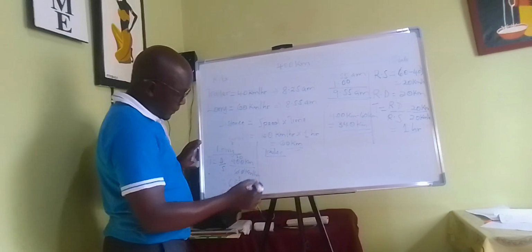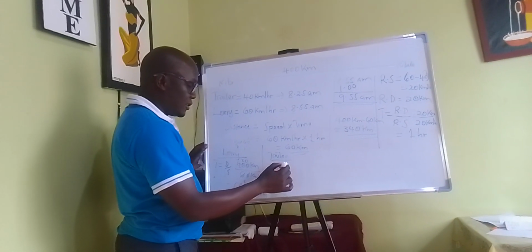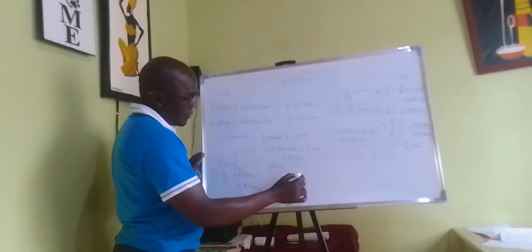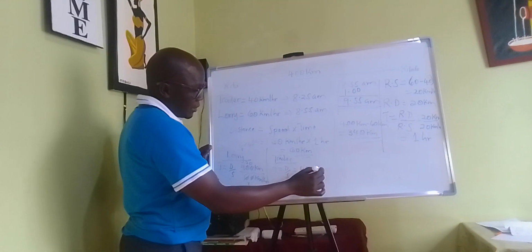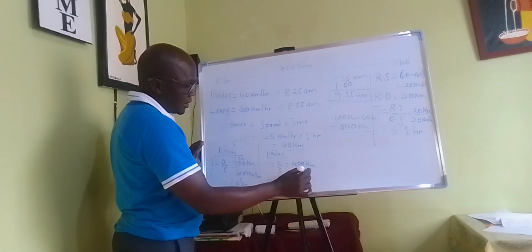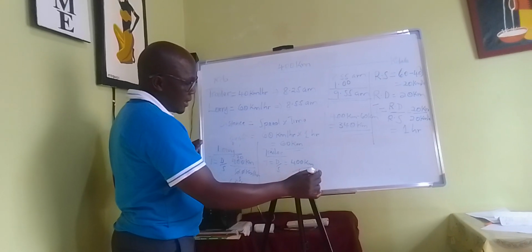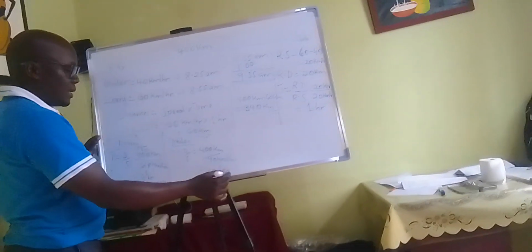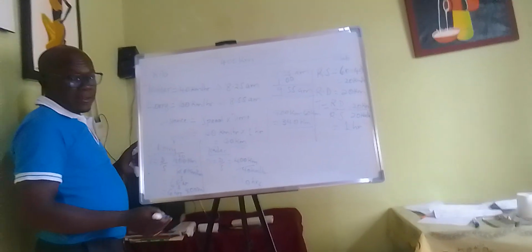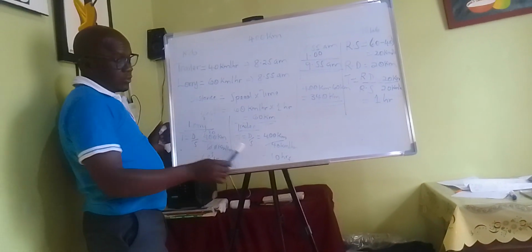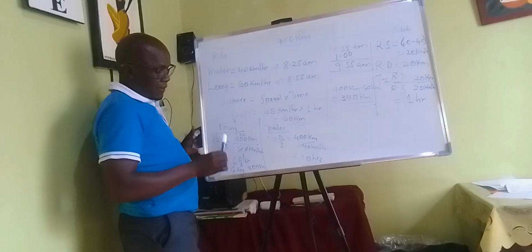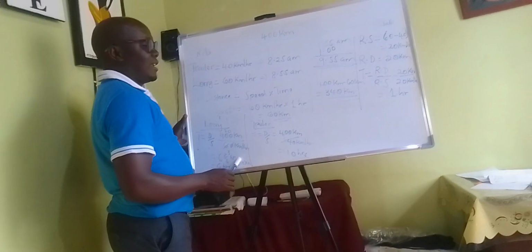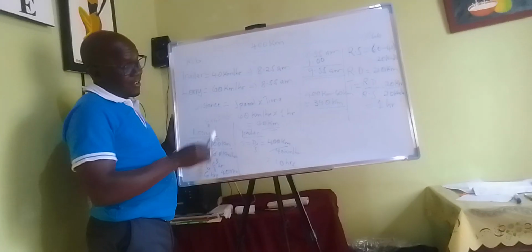What about the trailer? Again, time is distance over speed. The distance is still 400 kilometers. The speed is 40 kilometers per hour. When you work it out, it's 10 hours. So as you can see, the trailer having a lower speed took 10 hours. The lorry having a higher speed took 6 hours, 40 minutes. And that's all for now.